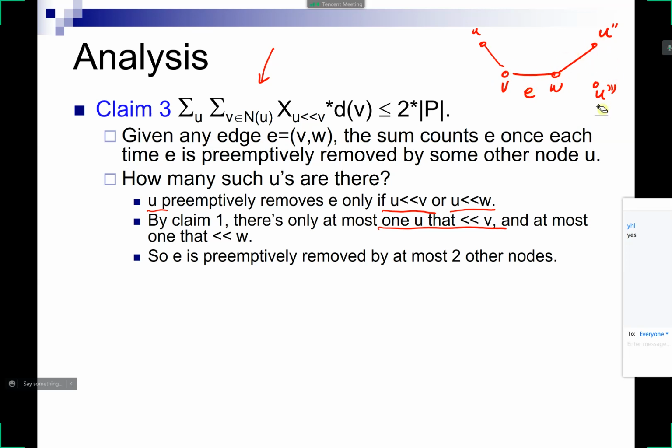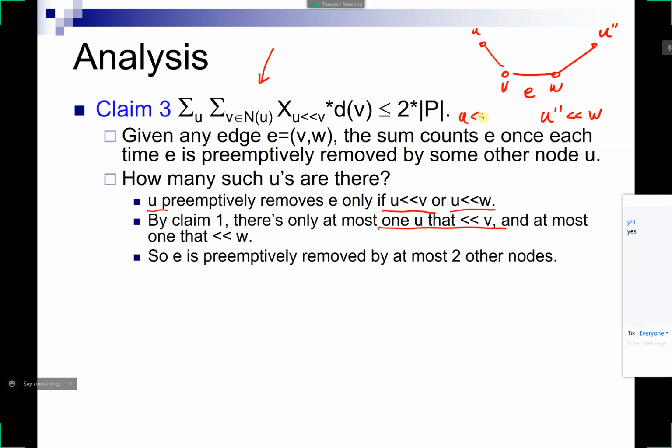Okay. But it's also possible to remove e going from the w side. But on the w side, again, you cannot have two different u's which preemptively remove e. You can have at most one other node u double prime, which is double less than w. In that case, u double prime can preemptively remove e.